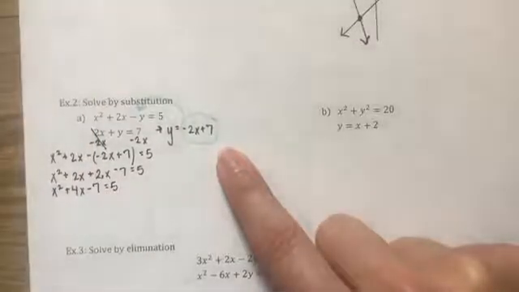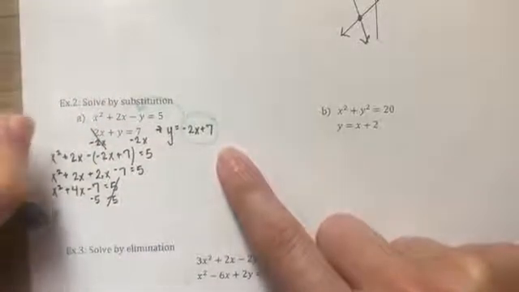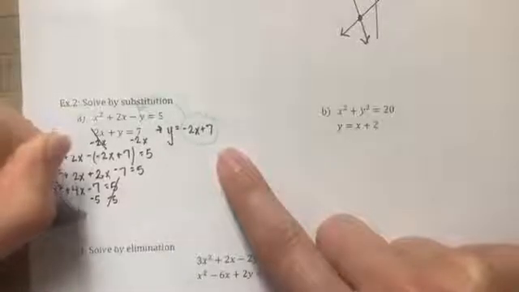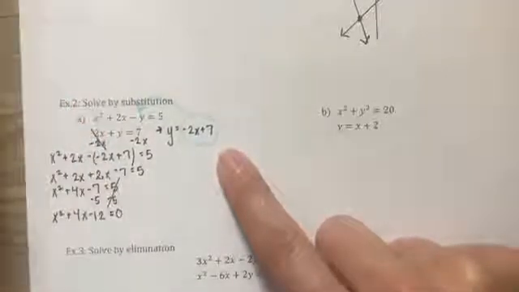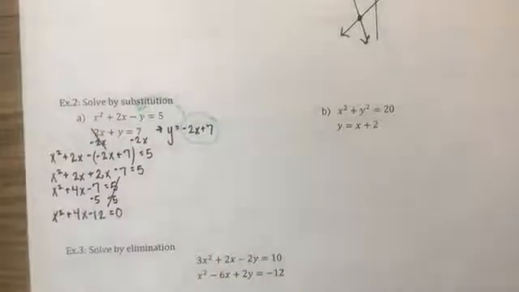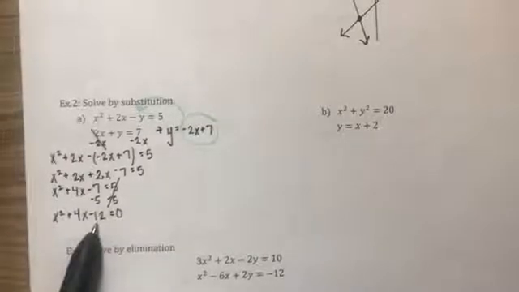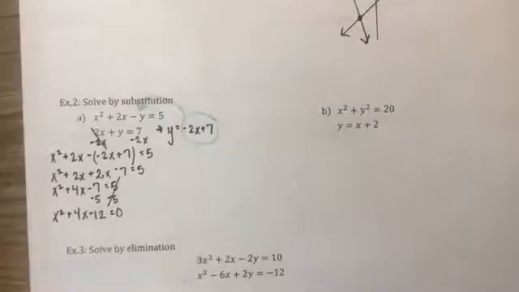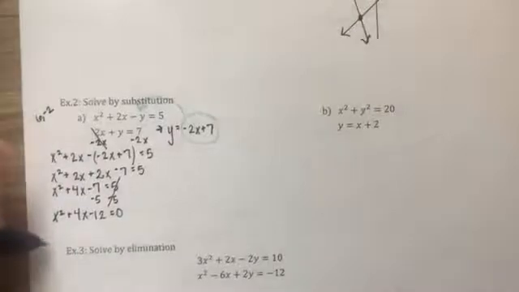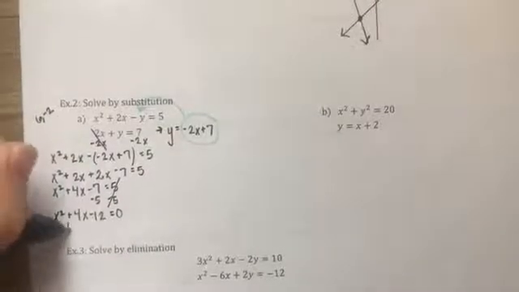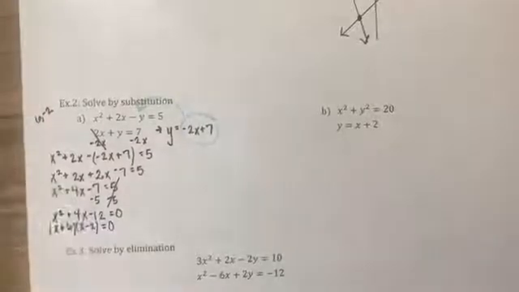We can subtract the 5 over. X squared plus 4x, and then negative 7 minus 5, so negative 12 equals 0. And now it's in standard form, so we can check to see if it's factorable. Our a is 1, so we have to see the factors of negative 12 that add up to positive 4. They would be 6 and negative 2. So this factors into x plus 6 times x minus 2 equals 0.